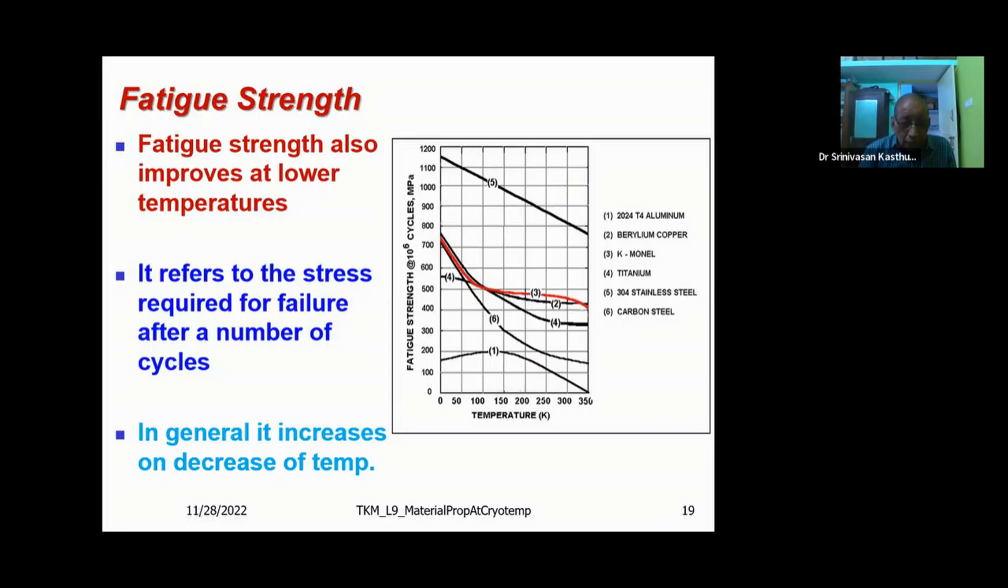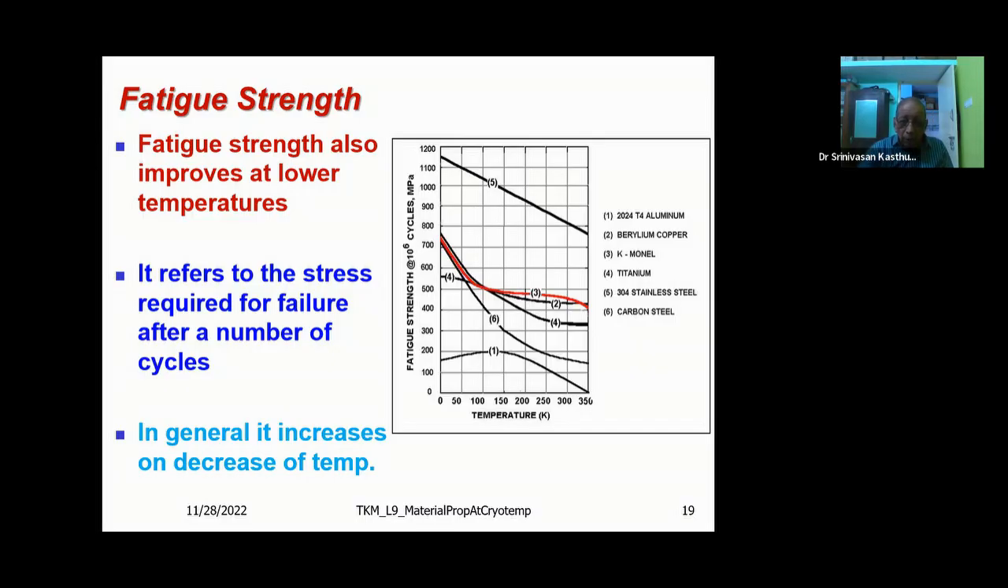Now let us look at the fatigue strength. What is fatigue strength? Fatigue strength is the stress required for a failure after a number of cycles. Okay, so that is what is called fatigue strength. And this fatigue strength again improves at low temperature. That means if the material is operated at lower temperature, it can do more number of cycles for the given load. Okay, it is possible to use the same material at low temperature and it will perform better.